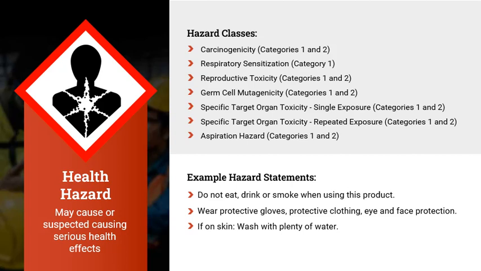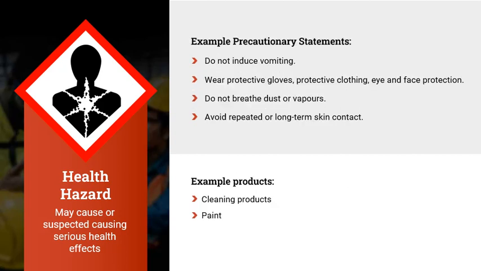Example hazard statements: do not eat, drink, or smoke when using this product. Wear protective gloves, protective clothing, eye and face protection. And, if on skin, wash with plenty of water. Health hazard. May cause or be suspected causing serious health effects. Example precautionary statements: do not induce vomiting. Wear protective gloves, protective clothing, eye and face protection. Do not breathe dust or vapors. And avoid repeated or long-term skin contact. Example products: cleaning products and paint.